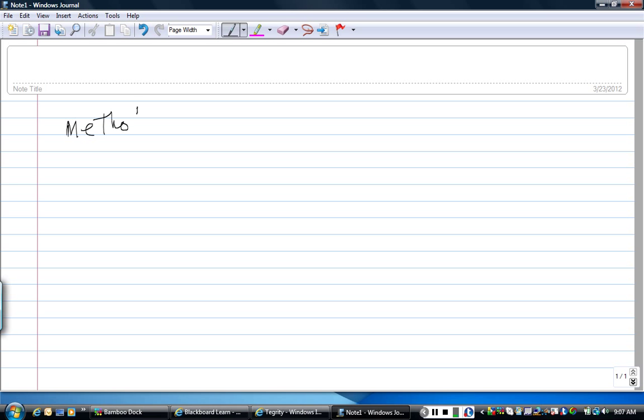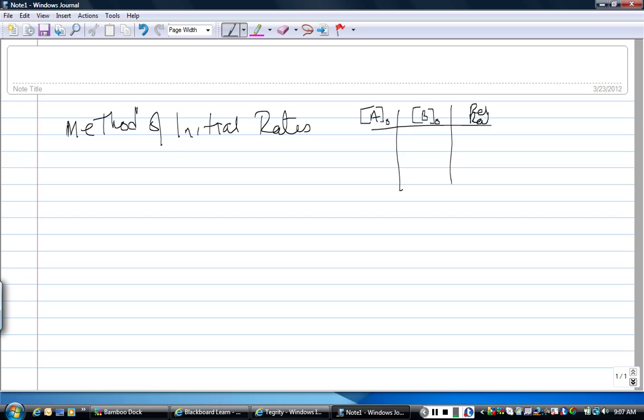The method of initial rates. In that method, what we did is we would mix known concentrations of your reagents, and we would measure the relative rate of the reaction. But we would do so within the first 5 to 10% of the reaction.